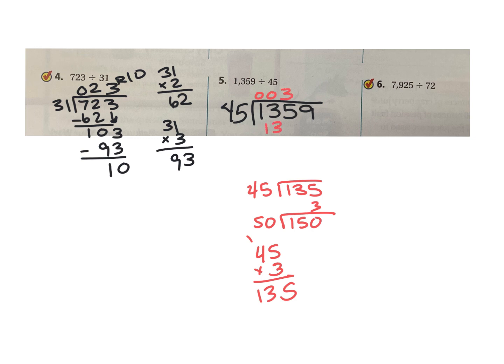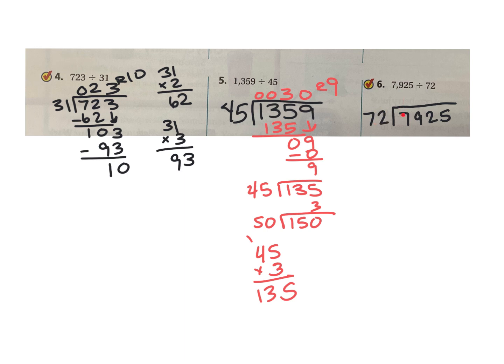Okay. 0, bring down the 9. 45 times what number can get me 9 or less? Nothing. So that gets a 0, and I have a remainder of 9. The final one that we'll practice is 7,925 divided by 72.